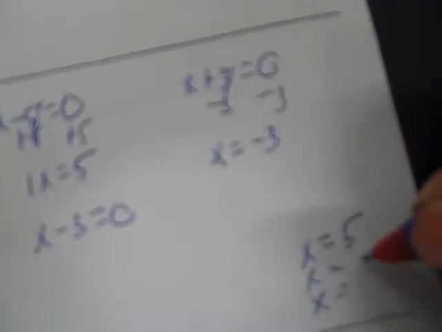So I plus 5, 1x equals 5. There's your first answer. Minus 3, I get negative 3 for my second. Plus 3, I get positive 3 for my third and final.